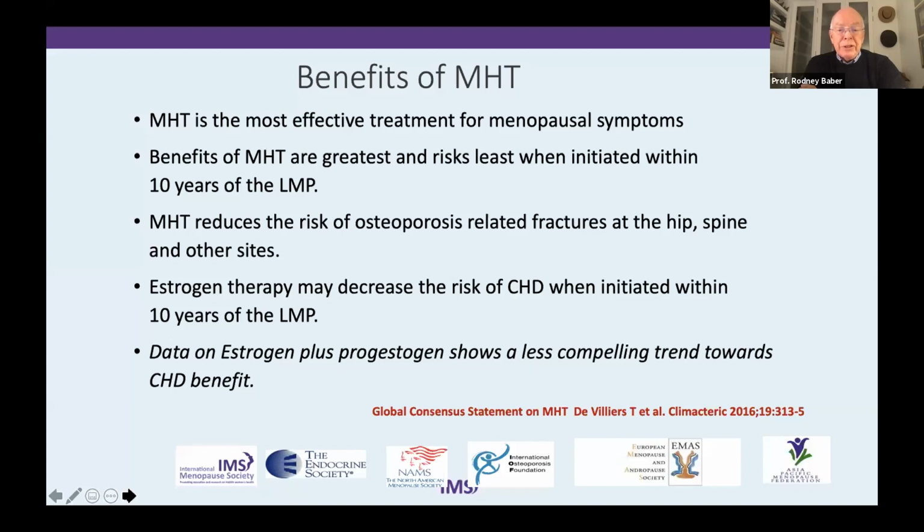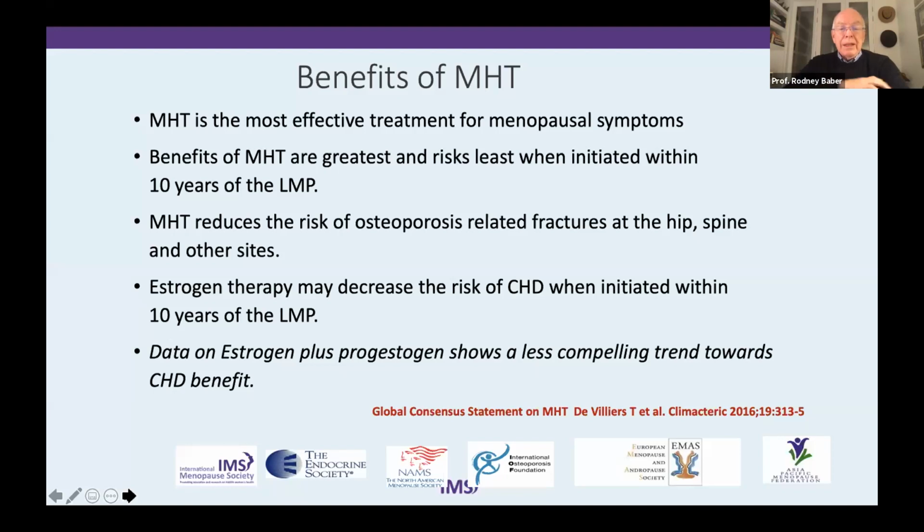MHT also reduces the risk of osteoporosis-related fractures at the hip, at the spine, and at other sites, and is equally as effective as other interventions which are available. Estrogen therapy may also decrease the risk of coronary heart disease when it's initiated within 10 years of the last period. The data on estrogen plus progestogens shows a similar but less compelling trend, and I believe that that is because many of the studies which have examined that association have used synthetic progestins.